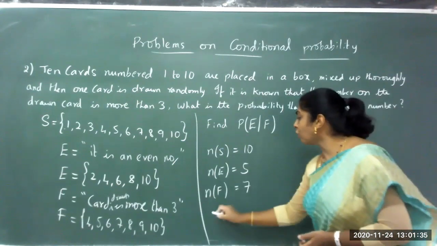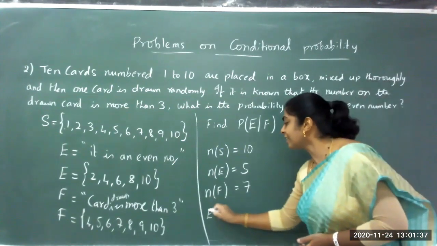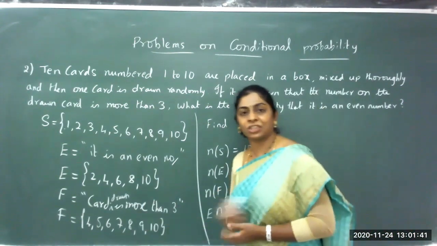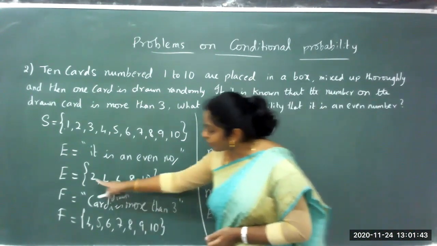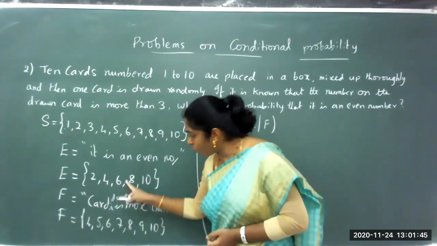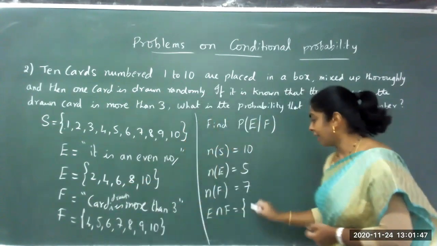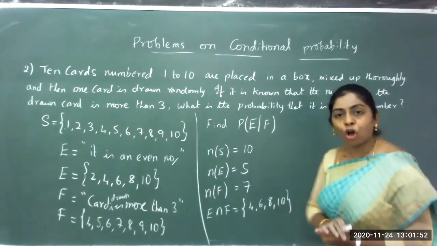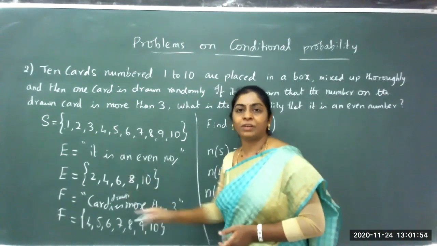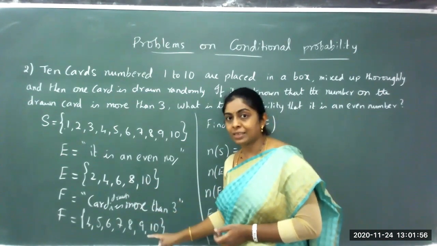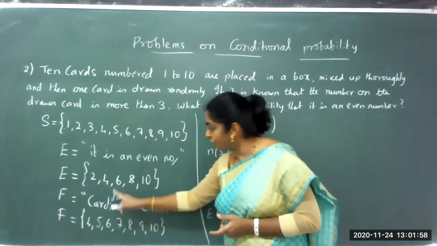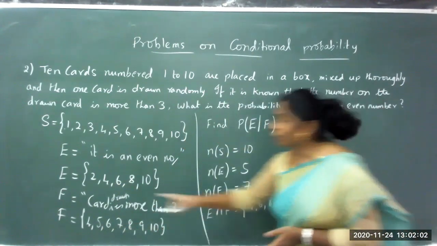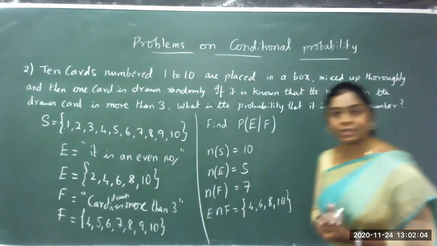With this, I also have to find E intersection F. Let me see what are the common elements. E intersection F: I don't have 2, but I have 4, 6, 8, 10. These are the common elements in these two events, E and F. These are the only possibilities. 2 is not there in F, so I cannot consider it.